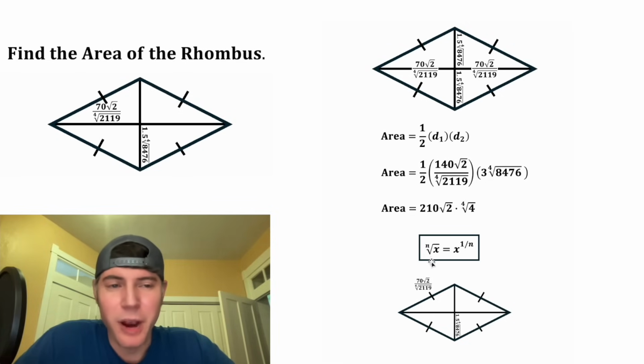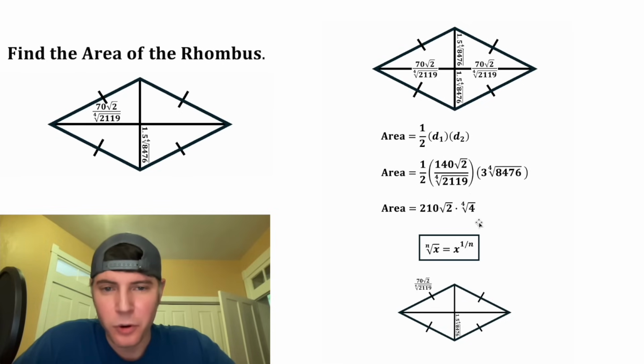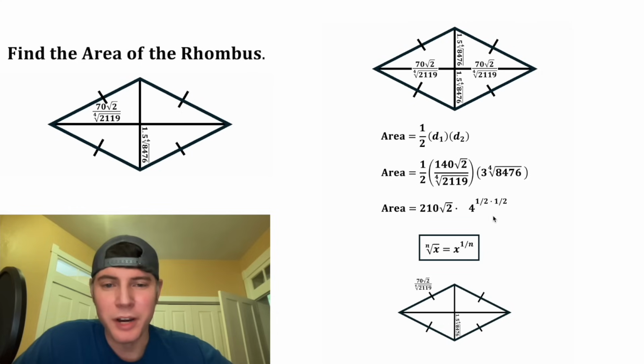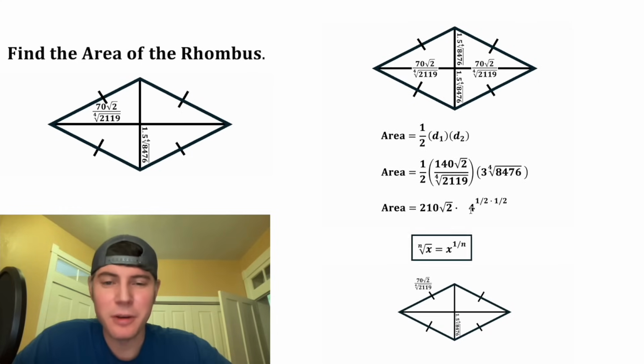Here are the notes for rational exponents. If you have the nth root of a number, you can rewrite it as that number to the 1 over n power. So we can rewrite this fourth root of 4 as 4 to the 1/4 power. And then we can break out this 1/4 into 1/2 times 1/2. So now we have a base to some exponent times an exponent.